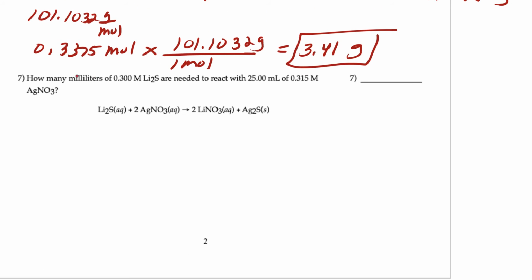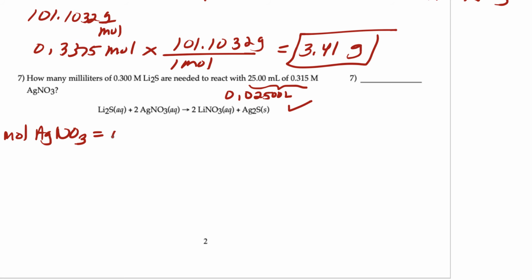This one asks how many milliliters of 0.3 molar lithium sulfide are needed to react with 25 milliliters of 0.315 molar silver nitrate. So first thing we need to do is make sure that our equation is balanced. We have 2 silvers and we have 1. Okay, so this is balanced. And so first we'll determine the number of moles of silver nitrate. We do that by multiplying the volume in liters, so this is 0.025 liters, times the molarity.